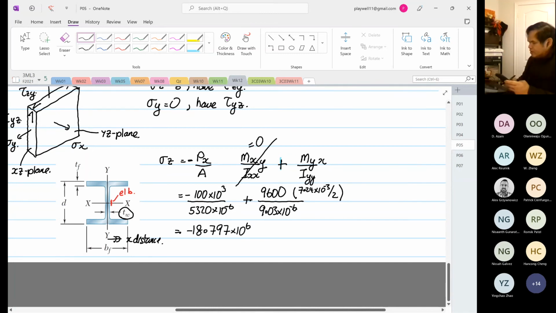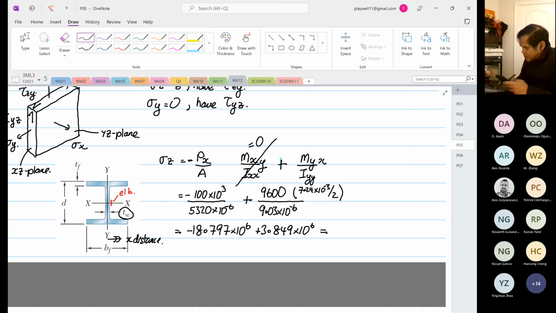Let me do it again. 100 power 3 divided by 5320 power minus 6. Yep, 18.796, and that will be 7.24 power minus 3 divided by 2 times 9600 divided by 9.03 power minus 6, which is equal to 3.849. Okay, so 9600 times 7.24 power minus 3 divided by 2, divided by 9.03 power of minus 6, is 3.849.